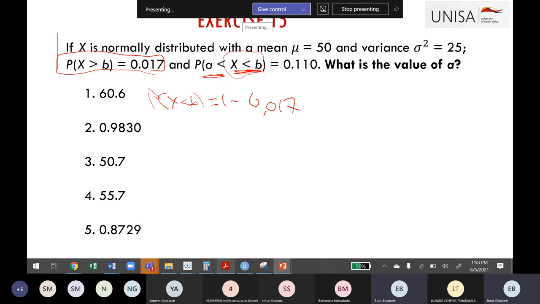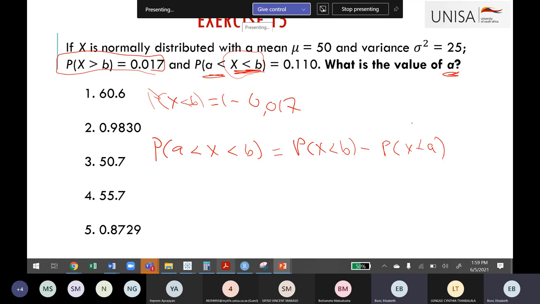So we know that the probability of A less than X less than B is equal to the probability of X less than B minus the probability of X less than A. So that is why I'm saying it is as straightforward as it is. If you don't see it, I don't know what other hint I can give you. You just substitute the values and then solve for the probability of A, because that's what they're looking for. They want you to find the value of A.